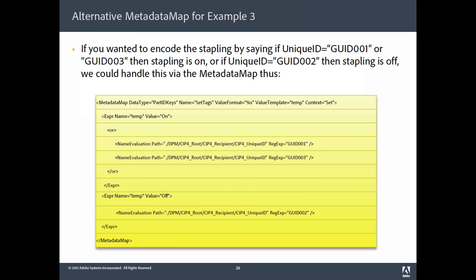Now, there's yet another way we could have expressed that if we'd gone back to some of the earlier examples. Again, this is verbose. I would suggest you would not want to do this, but just to show how we can build up these metadata maps. In here, what I've done is show you how you can use logical expressions to combine various tests and assign a value. So within a metadata map, we can have these Boolean expressions. So I've said here, I want you to turn stapling on. I want to set tags to on if the unique ID was GUID1 or the unique ID was GUID3. And if that doesn't match, then I want to set the value to off if the unique ID was GUID2.